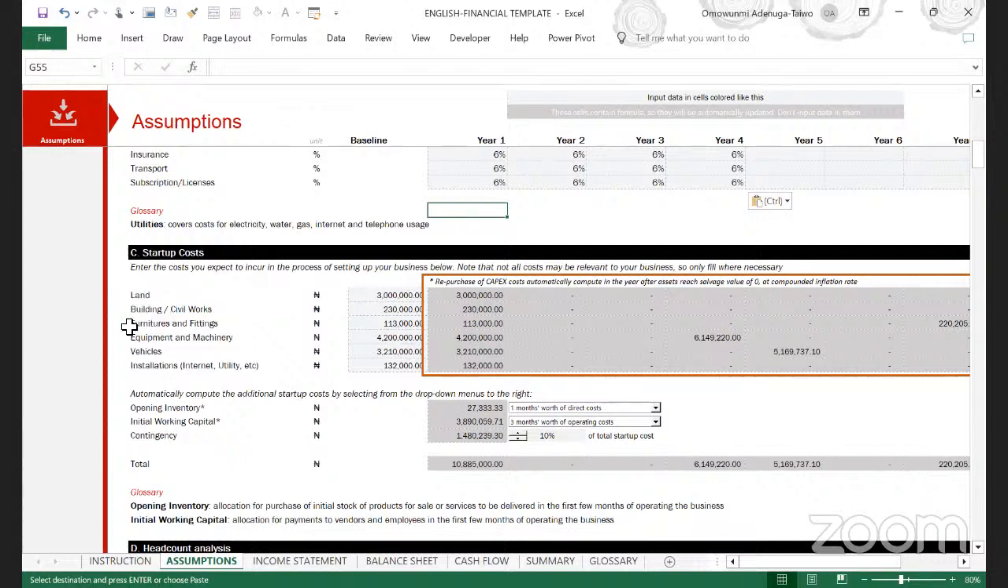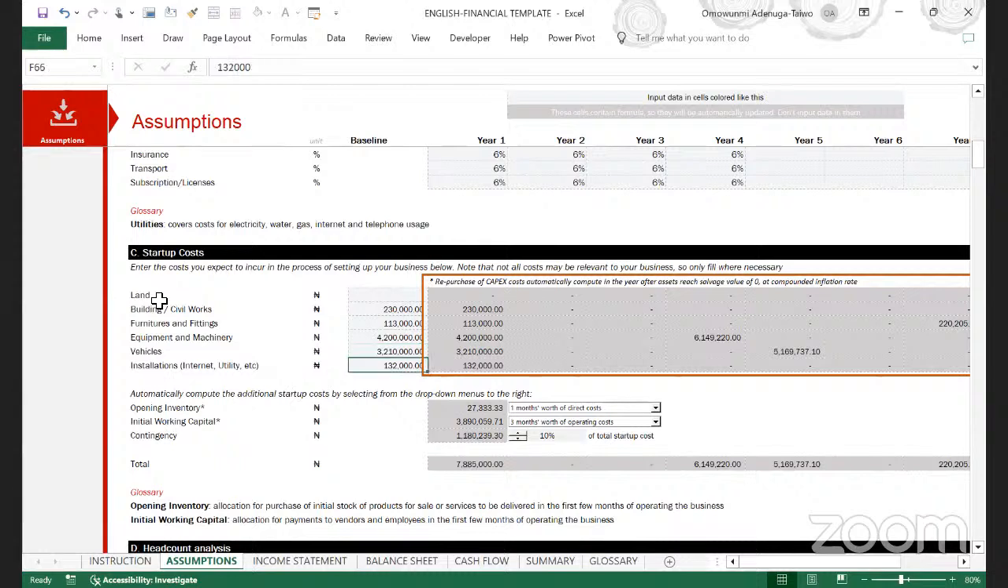You see land, building, furniture, equipment, vehicles, installations. This template kind of assumes the model of someone that is setting up a factory and they need to build a factory for their business and they need to buy the land, build a factory, buy equipment and things like that. But if your business is not of that nature and you don't need to incur this kind of cost, you don't need to buy land. Maybe you already have a land, you don't need to buy it. You can choose to leave this section blank, just delete whatever is in there.